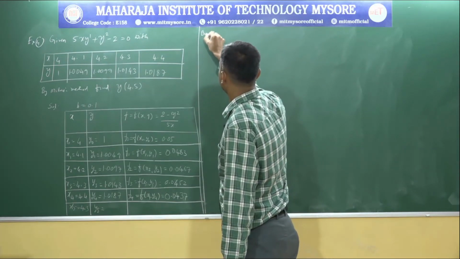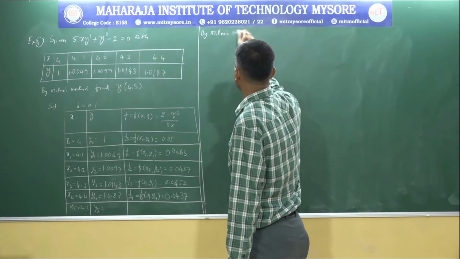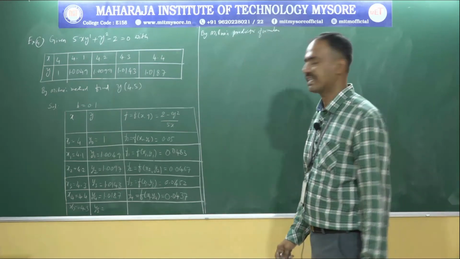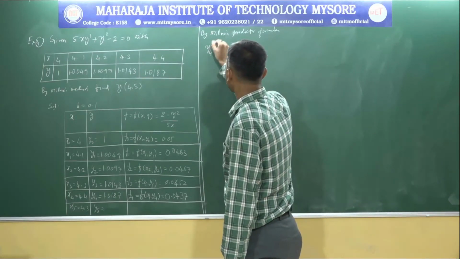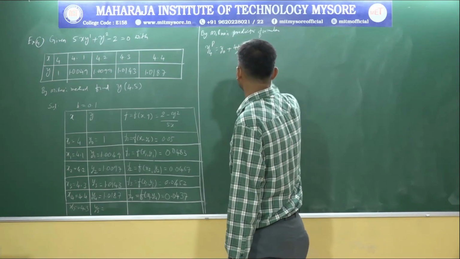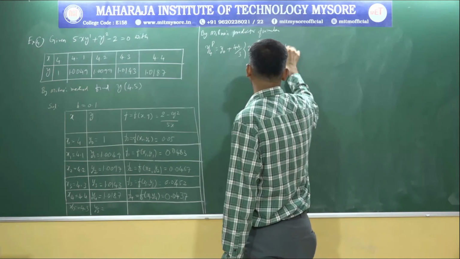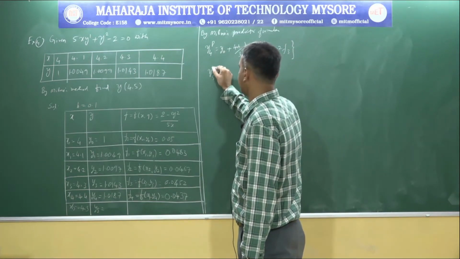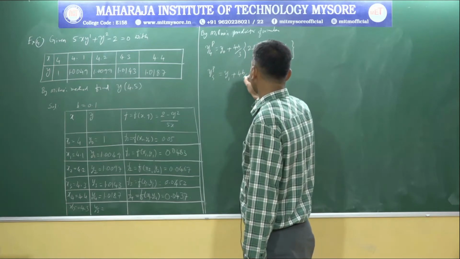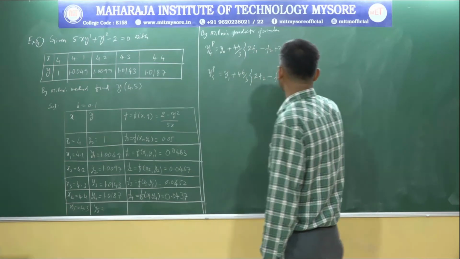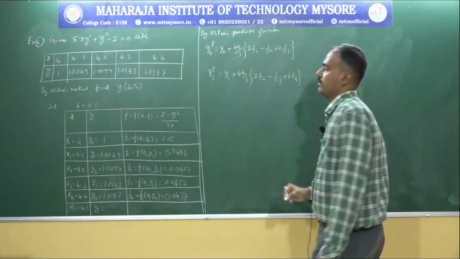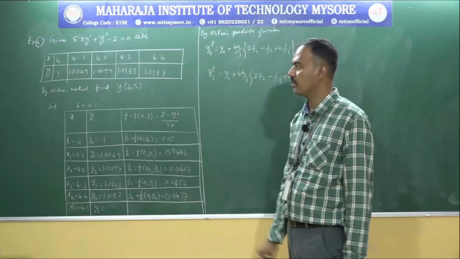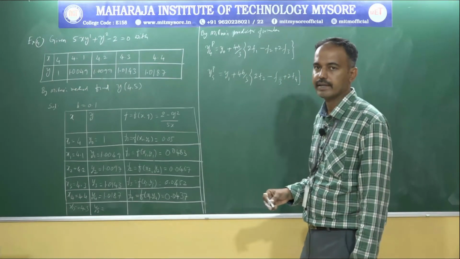We have Milne's predictor formula. Y4p is equal to y0 plus 4h by 3 times (2f1 minus f2 plus 2f3). But here we require y5. Next, y4p is equal to y1 plus 4h by 3 times (2f2 minus f3 plus 2f4). In the previous examples we estimated y4p directly, but here we need the next value y5p, so we rewrite the formula in an alternative form.